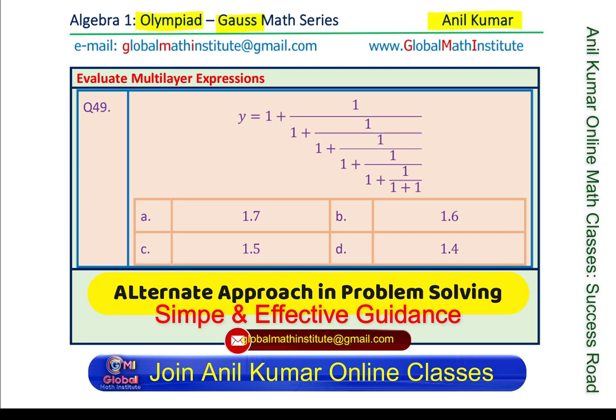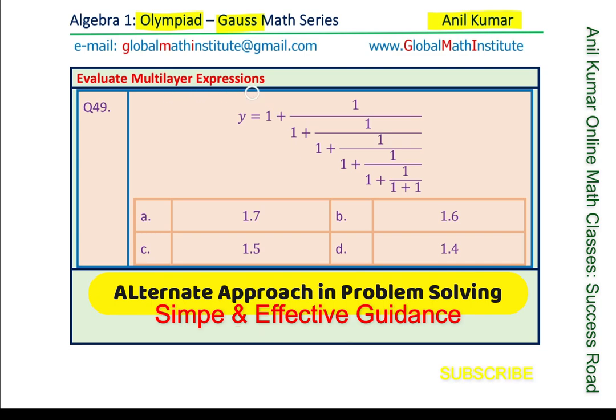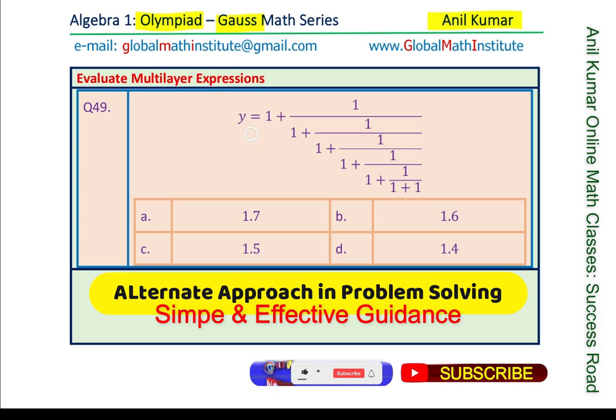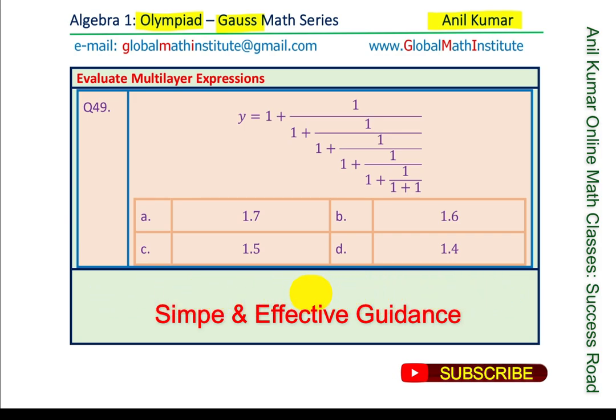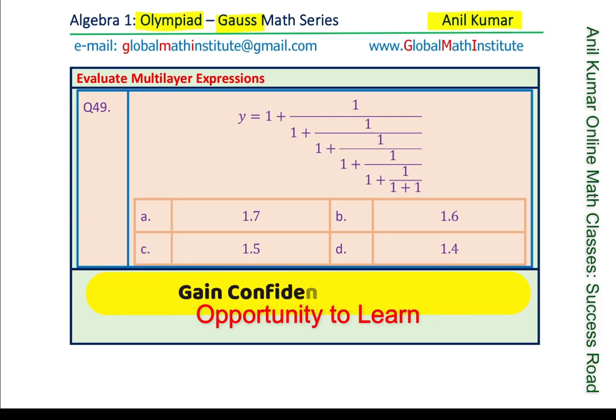Now, here before us is a multi-layer expression. As you can see, we have y equals 1 plus 1 over 1 plus 1 over 1 plus, kind of a series which continues, right? Now, we need to understand how we sum this up and get to the right answer. Normally in competitions, we have multiple choice questions and we need to figure out what is the right choice. All the answers are very close, so we have to have the confidence of doing it and getting it right.